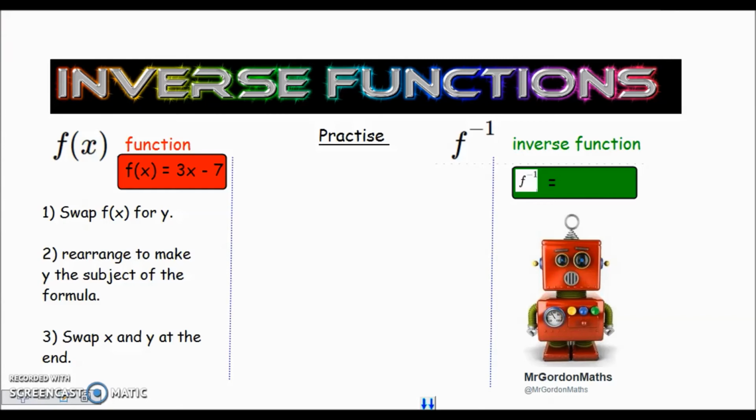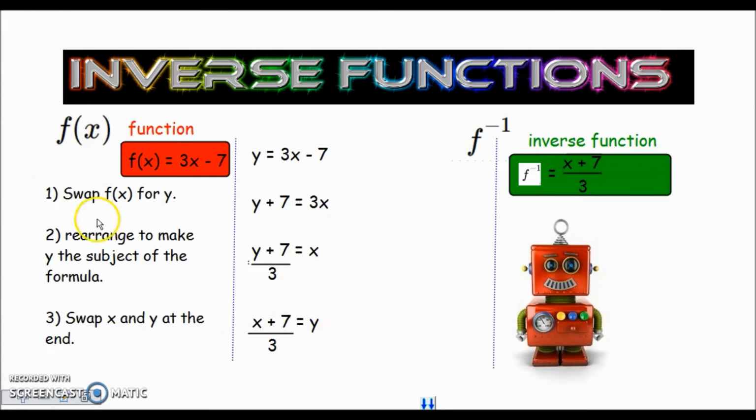Okay, hopefully you've had a go at that. Let's have a look at the solution. I'll put the working up and we'll talk through it. So hopefully you replaced your f of x for a y to make it easier to work with. The minus 7 moves over to the opposite side in the first step to become a plus 7. Then we need to divide by 3 to get rid of the 3. So we divide all of the left-hand side here by 3, and that brings us down to this line.